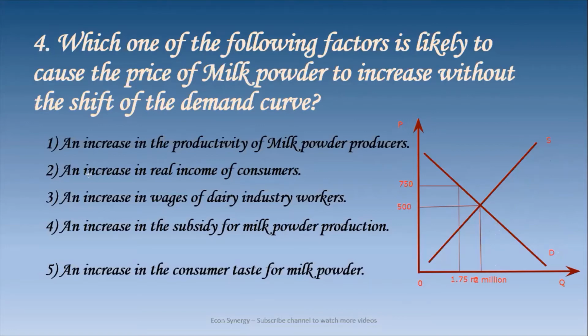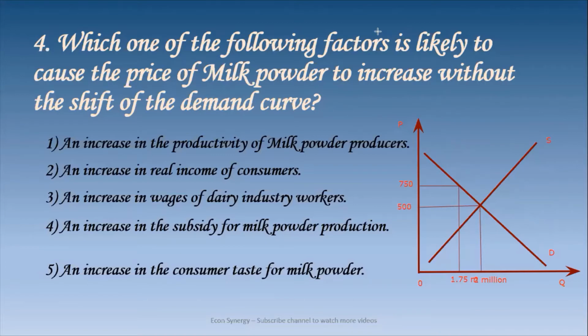Next one, an increase in the real income of consumers. When real income increases, the demand will increase. Due to the increase in demand, this condition is not fulfilled. Therefore, that's wrong.